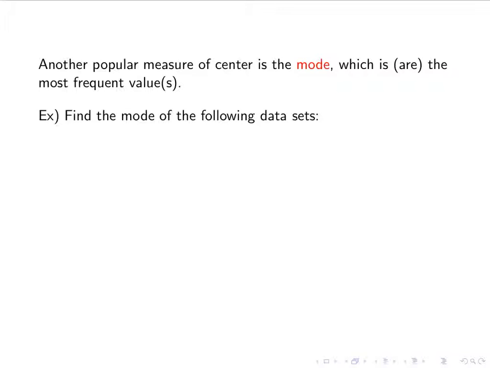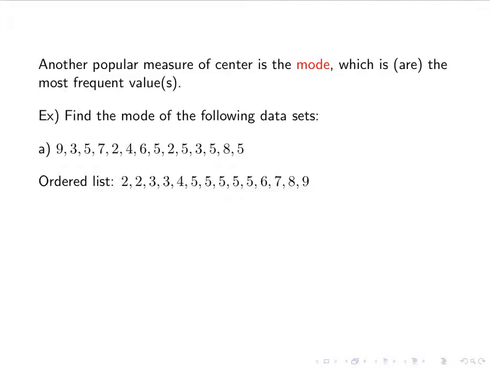So we're going to find the mode of the following data sets. So here's our first data set. In order to find the mode, it's easiest and most helpful to order our values just like we do with the median. So I put them here in increasing order. So all my 2's are together, all my 3's are together, all my 5's are together. And I think it's fairly easy to see that I have more 5's than any other value. So the mode is 5.